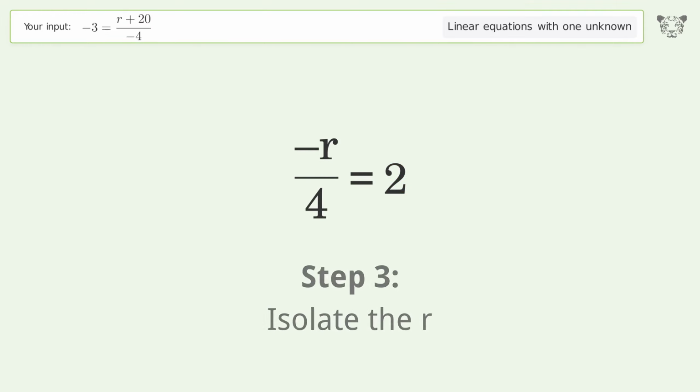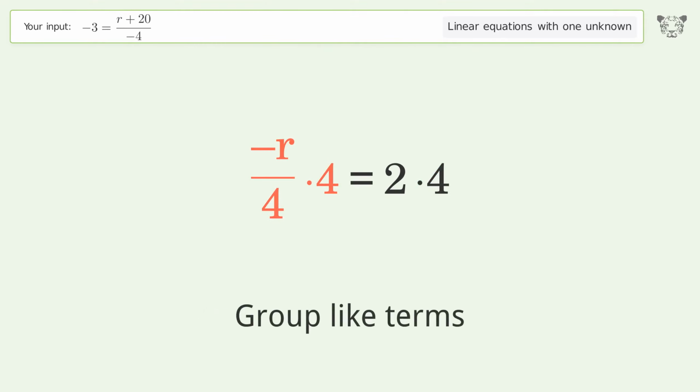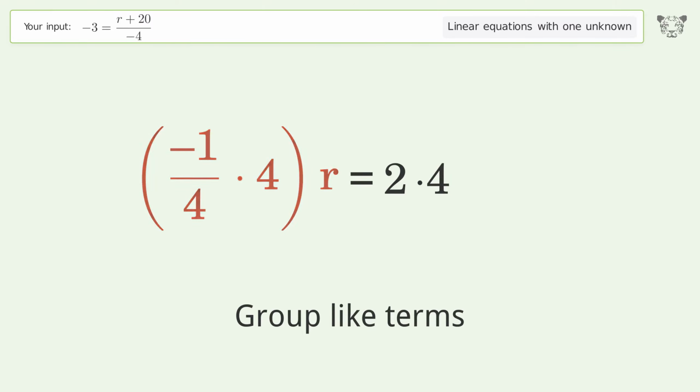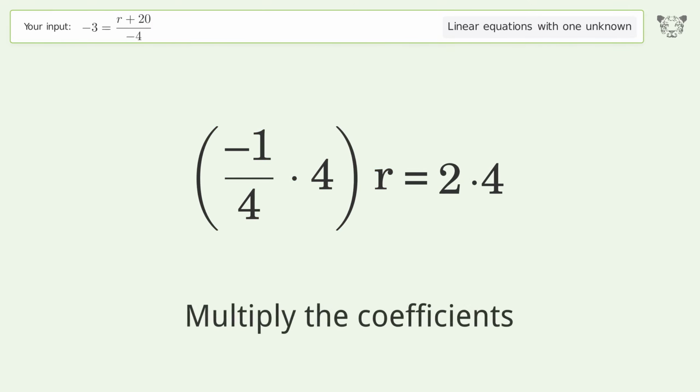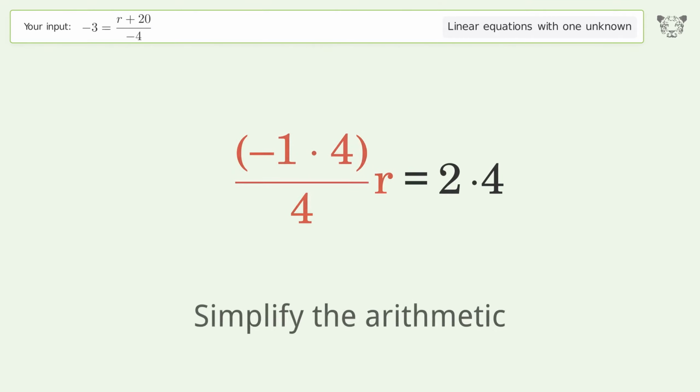Isolate the r. Multiply both sides by 4. Group like terms. Multiply the coefficients. Simplify the arithmetic.